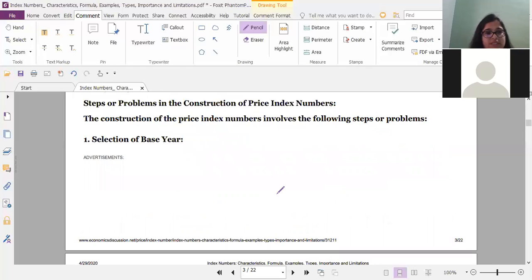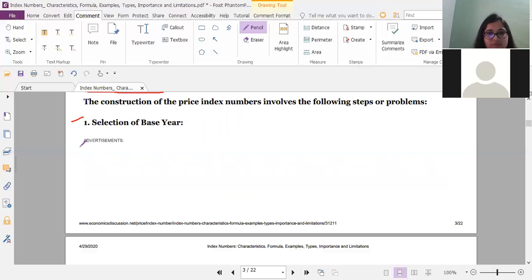Yeah, here are the steps. So, steps of problems in construction of price index numbers. The construction of price index numbers involves the following steps. So just quickly have a glance over these steps and then we'll discuss each one of them in detail, right?